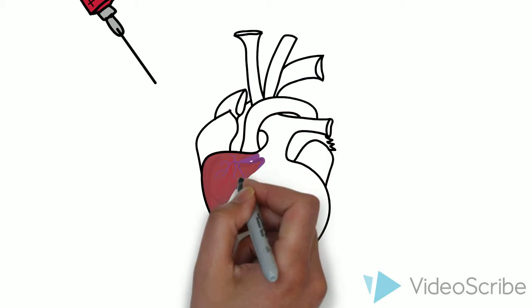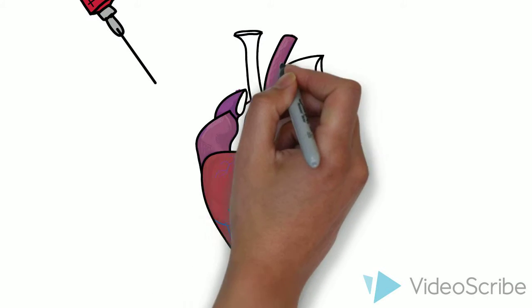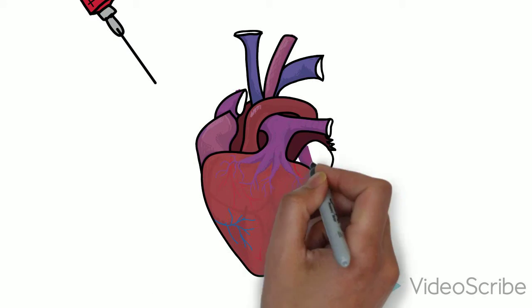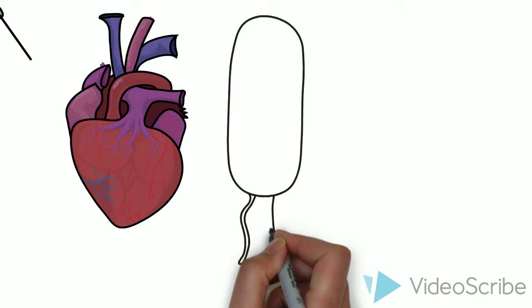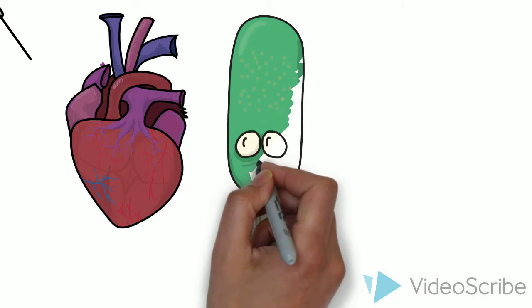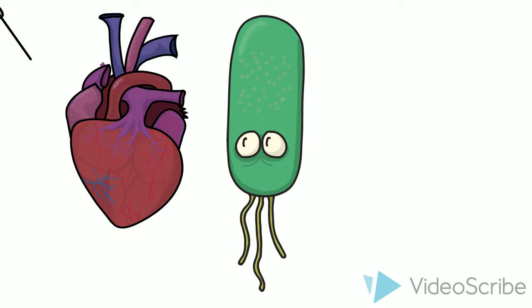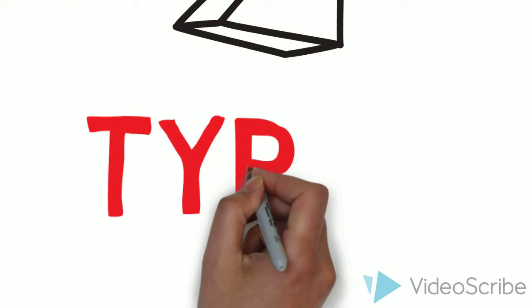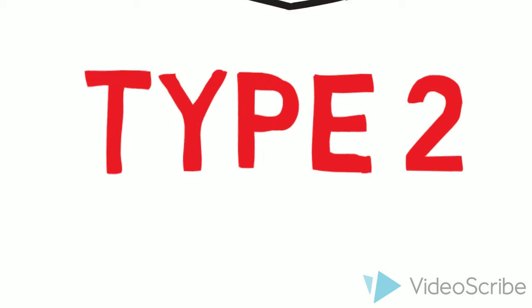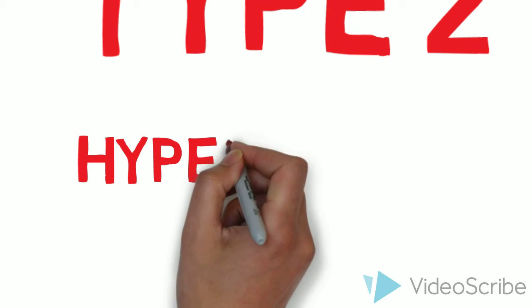Oftentimes, we may see this in heart failure patients where they have pulmonary edema. As well, we might see it in cases of pneumonia. We may also see it in cases of pulmonary hemorrhage or acute respiratory distress syndrome. There's also type 2 respiratory failure, which we can refer to as hypercapnic respiratory failure.